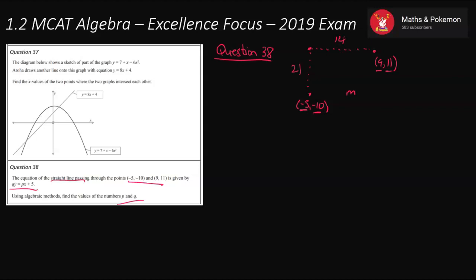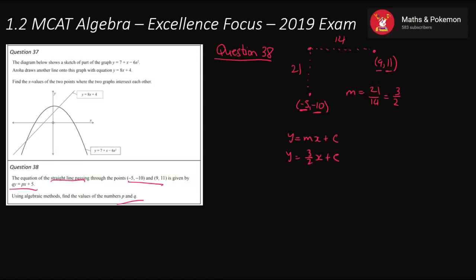So my gradient, m, is equal to rise over run. So I got them the wrong way around, 21 over 14. And they both have a 7 in common, so that there is 3 over 2. So putting that into my equation, y equals mx plus c, I've written plus 3, but plus c. Y is equal to 3 over 2x plus c.